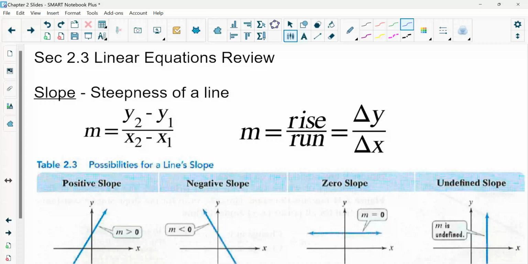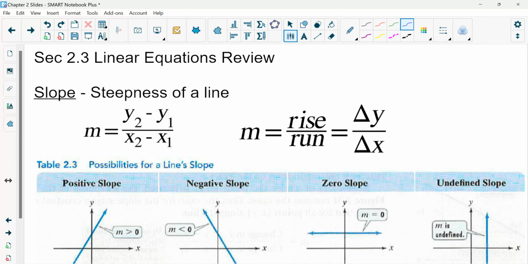All right, so when we talk about linear equations, again, the big thing about linear is that they make a line. The first four letters are "line" of linear. And so lines have slopes, constant slopes. And remember, slope is the steepness of a line.